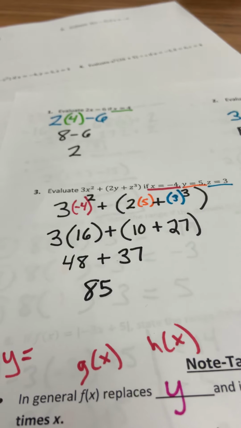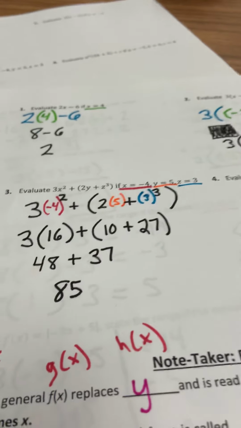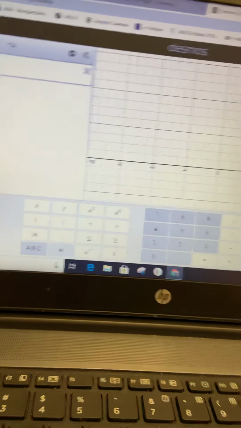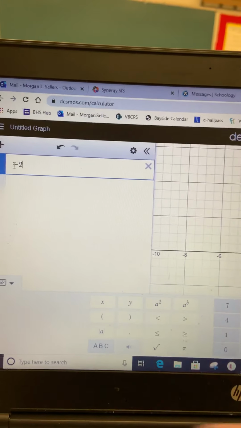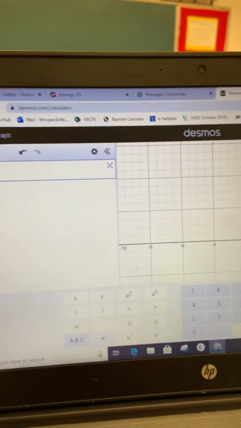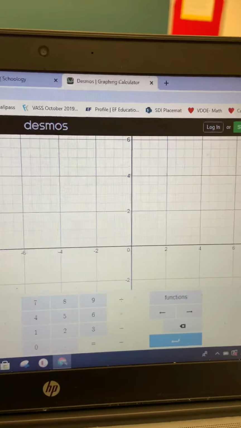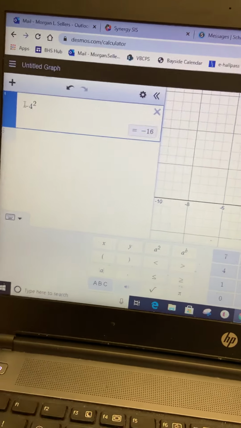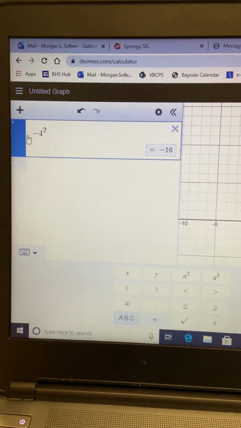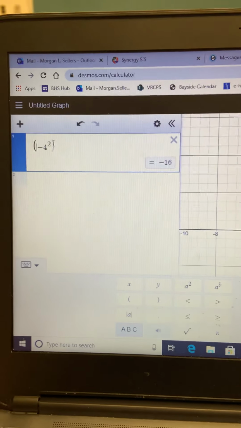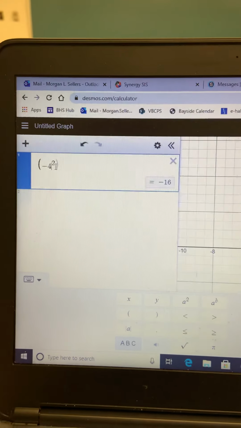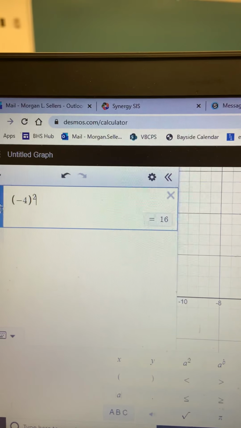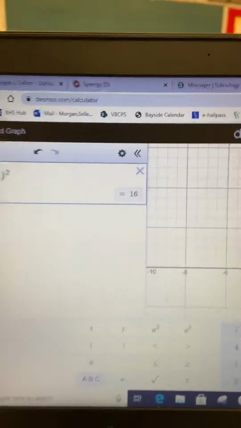Okay, so I'm going to show you this. This is why this is important. I'm actually going to show you why it's important to use parentheses. If I did -4 squared without parentheses, it says -16. But if I do it with parentheses, which is what we need here, it's positive. So that's why I'm saying you need your parentheses, especially if you're doing it in the calculator. It's very important. You'll get the wrong answer if not.